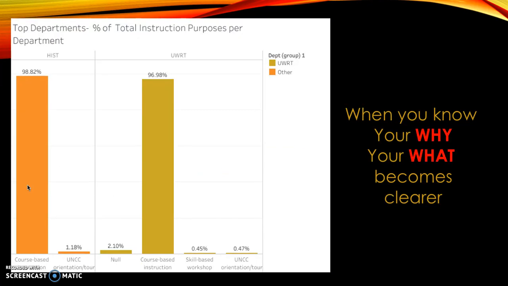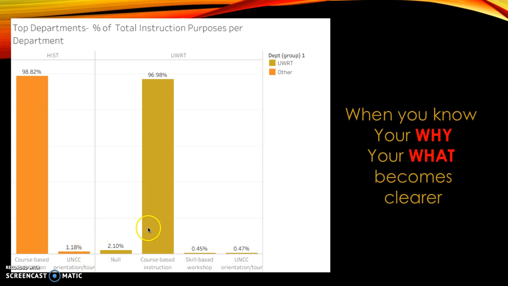Here I wanted to isolate and compare simultaneously what was the purpose. Why did these departments seek out these courses from the library? For both of them, 98% for the history department, most of their people used it for course-based instruction, as well as the English department. So that was interesting. I would say that the skill-based workshop was interesting, and that could be something that maybe they could work on to appeal even more to the English department.